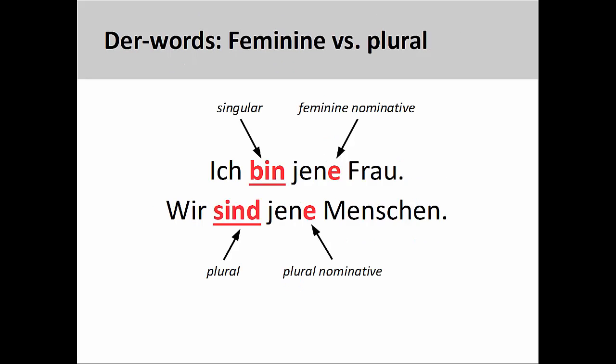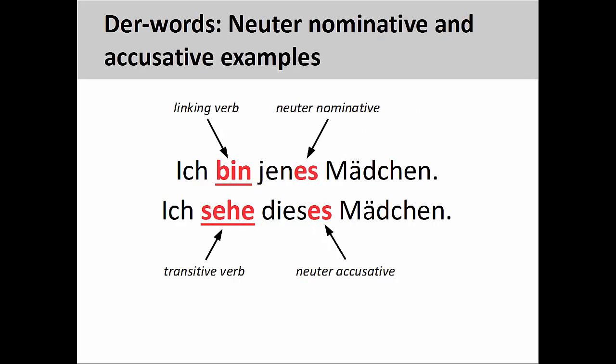It's important to pay attention to other details in the sentence to help distinguish between der word endings. In the first sentence, the first person singular verb form bin helps me determine that the ending on the der word must be feminine nominative. However, in the second sentence, the first person plural verb form sind tells me that the ending must be plural nominative. The same advice holds for neuter der word endings.